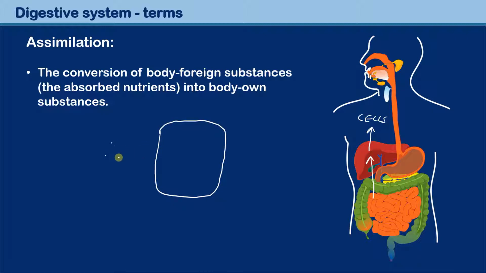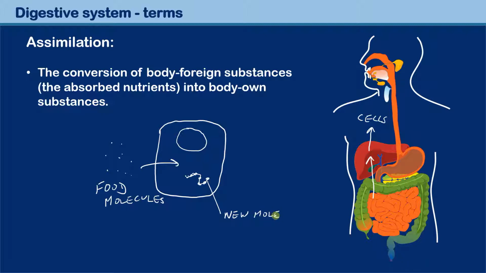we have over here the nutrients, the food molecules, the small ones. They are taken up into the cell, and the cell, and if this is our nucleus over here, will now assemble them and connect them into new chains. And these are then the new molecules which the cell makes. And this process is called assimilation, and of course happens in the cells of the body.